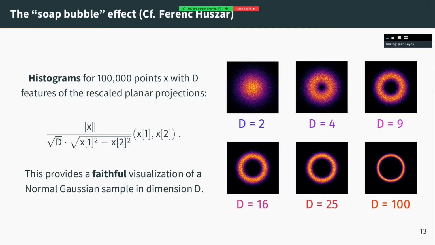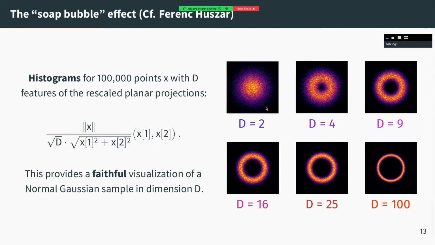So to try to convey the intuition of what happens in the high dimensional space, I rescale the 2D vector x1, x2, so that it has a norm which is actually that of the high dimensional vector x. So the formula looks like norm of x divided by the norm of the projected 2D vector, and I still keep the square root of d factor just so that everything stays within the 2D frame. And so this is a way of trying to provide you with a faithful visualization of a normal Gaussian sample in dimension d. And what do we see?